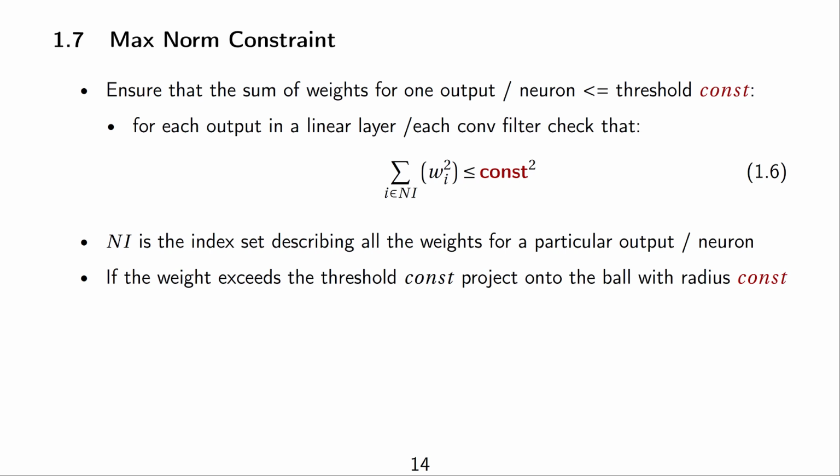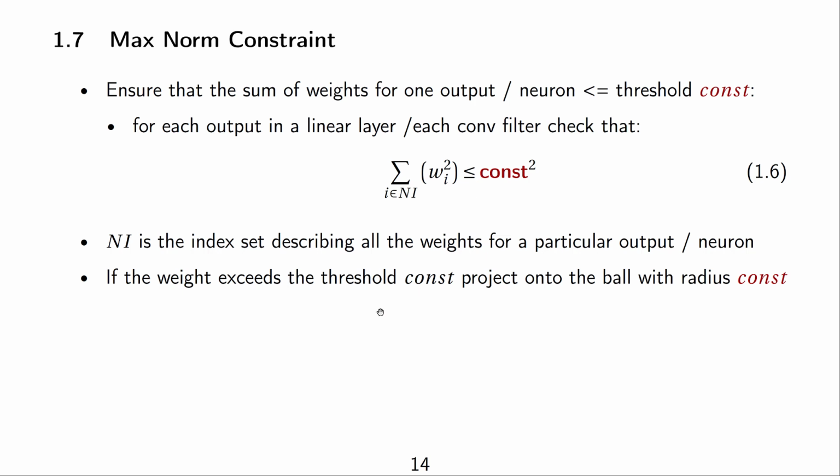So the max norm constraint ensures that the weights that contribute to one output or one neuron are smaller or equal to some threshold const. And here, with the sum of the weights, we mean some Lp norm, maybe the L1 norm or the L2 norm. So for each output, for example, in a linear layer, or maybe for each conv filter, we would like to check that the sum of the squared weights is smaller or equal to const squared. Or maybe the sum of absolute values is smaller or equal to some constant.